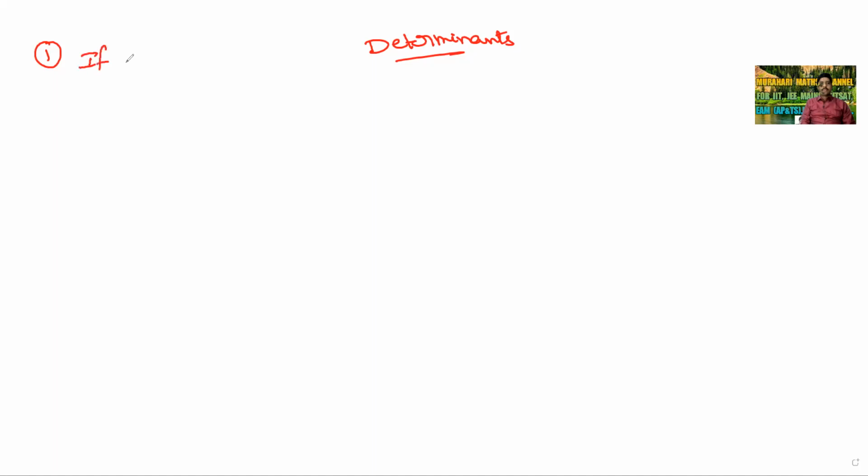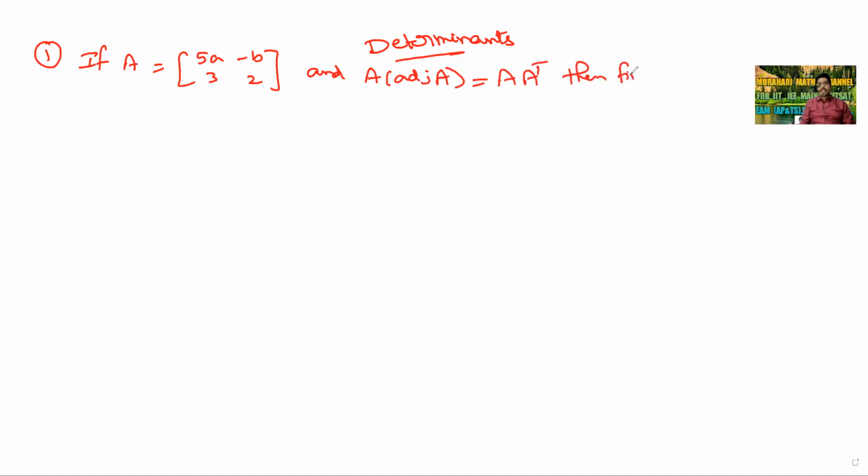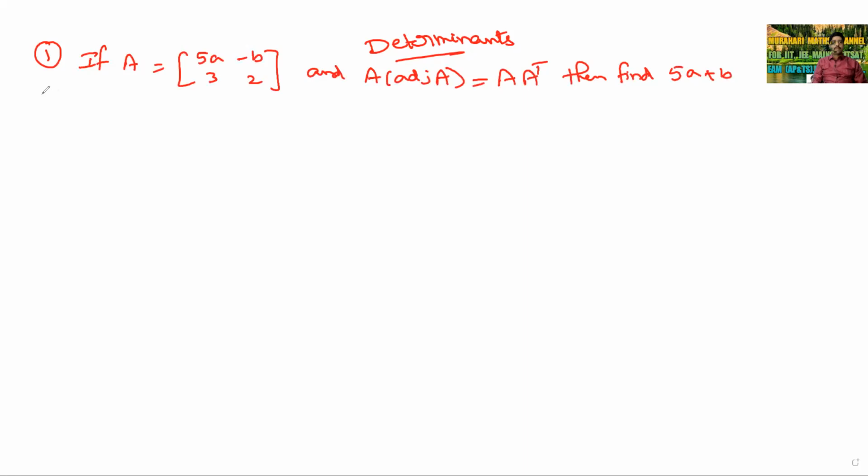If A is equal to the matrix with entries 5A, minus B, 3, 2, and A into adjoint A is equal to A into A transpose, then we have to find 5A plus B. So what is given? Matrix A is given, as well as one condition: A into adjoint A equal to A into transpose of A.